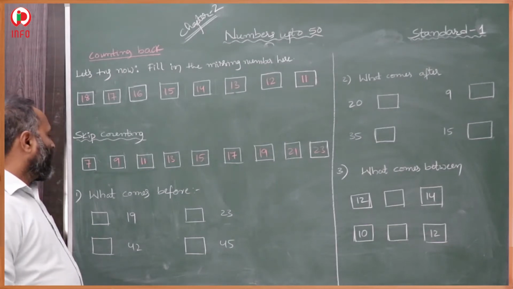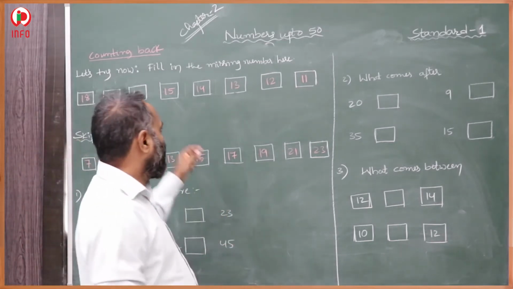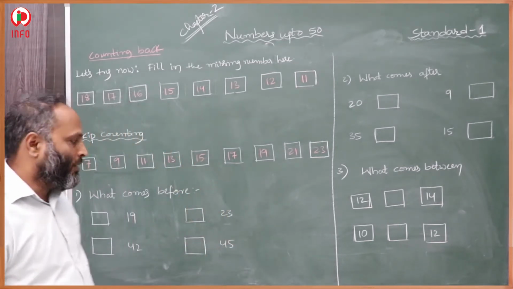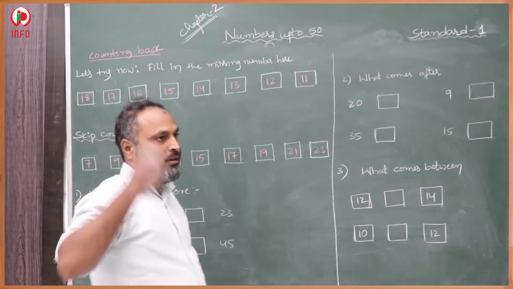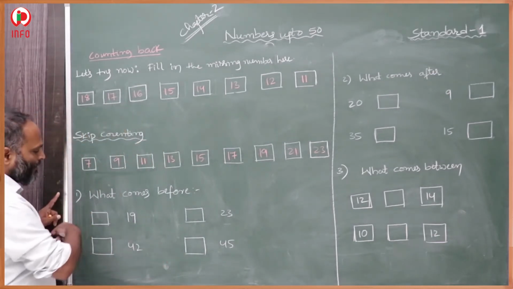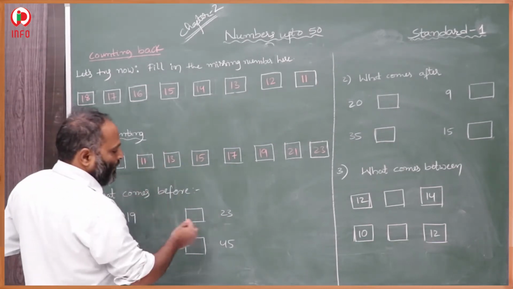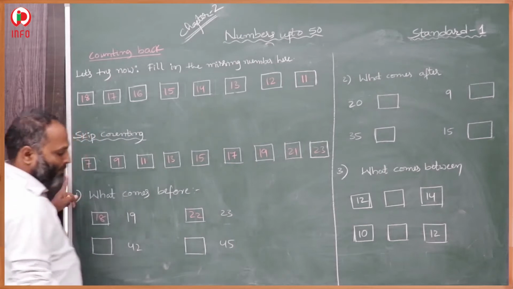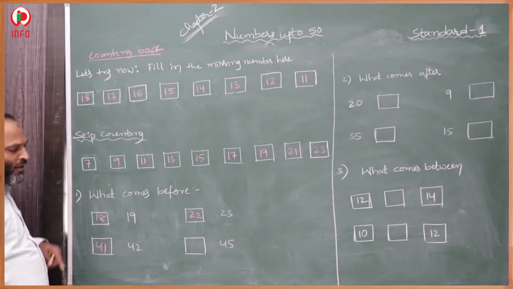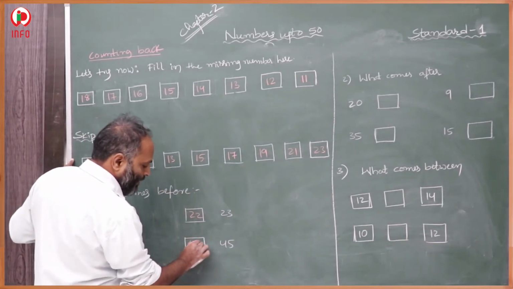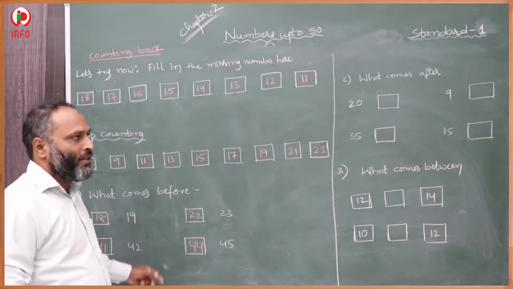This is the counting back, means in reverse order in back counting, and this is skip counting. And what comes before? Before means back side. So 19, before what comes? 18. 18 and 19. And 23, before what comes? 22. That means 22 and 23. And 42, before what comes? 41. That is 41 and 42. And 45, before which number will come? 44. That is 44 and 45. In this way we have to think and write.